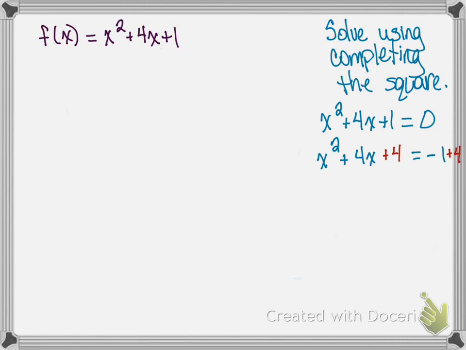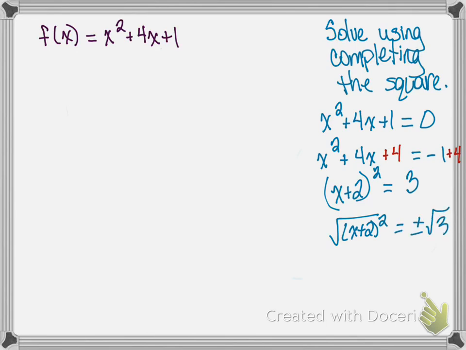Okay? So now that I've done that, I've done the completing the square portion. So I factor this. Is any of this ringing a bell? A little bit, maybe. Okay. At this point, I take the square root of both sides. Okay, and I'm left with x plus 2 equals plus or minus the square root of 3, and I solve for x. So I have solved this using completing the square.